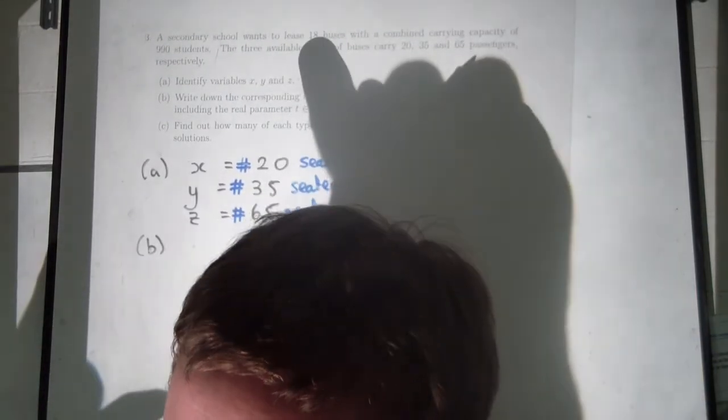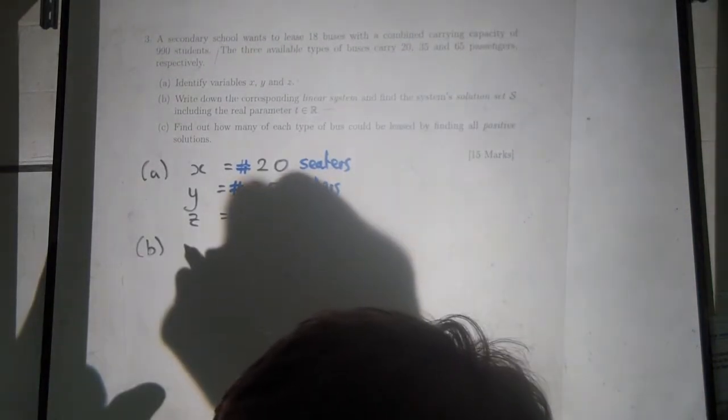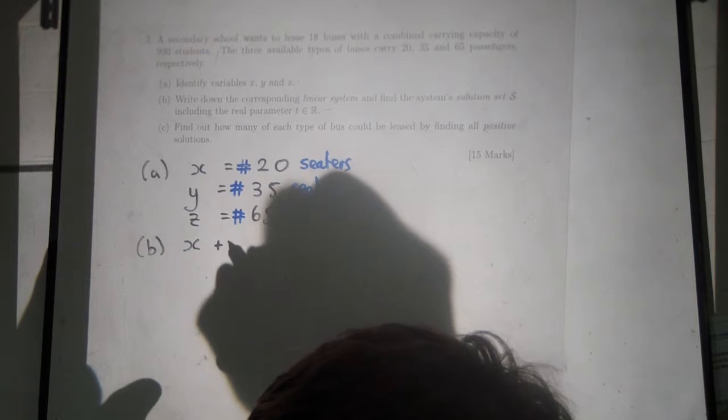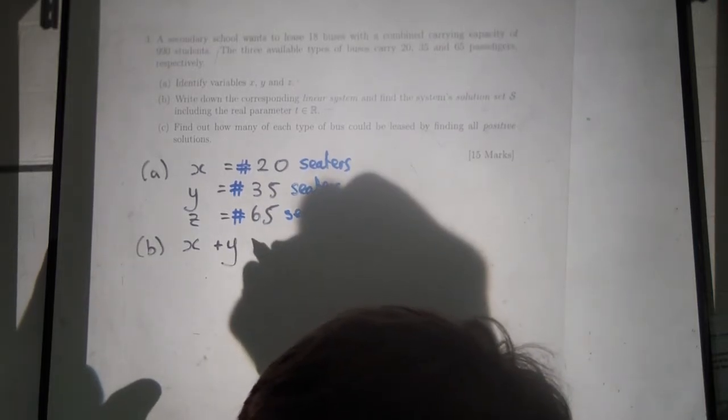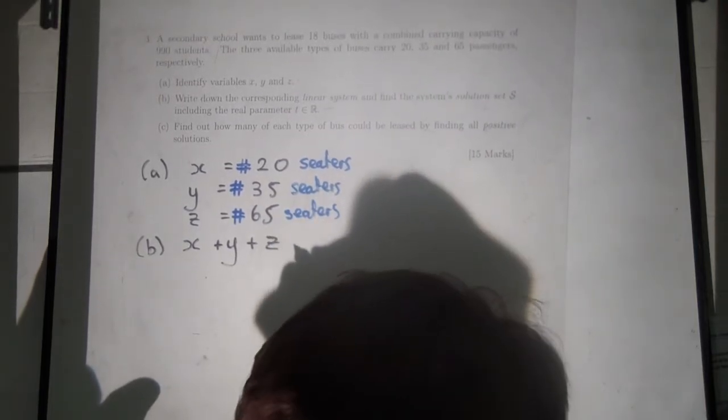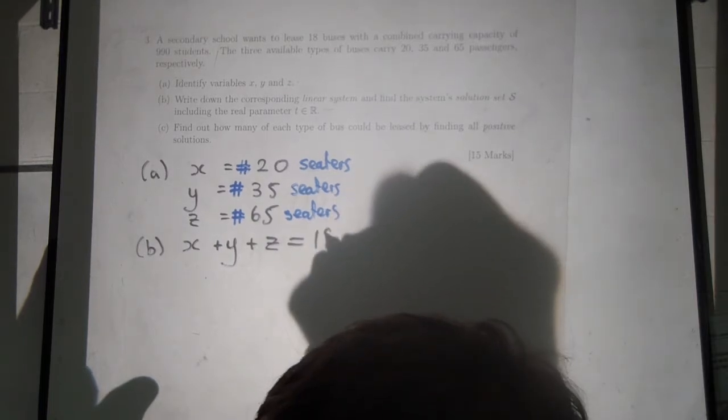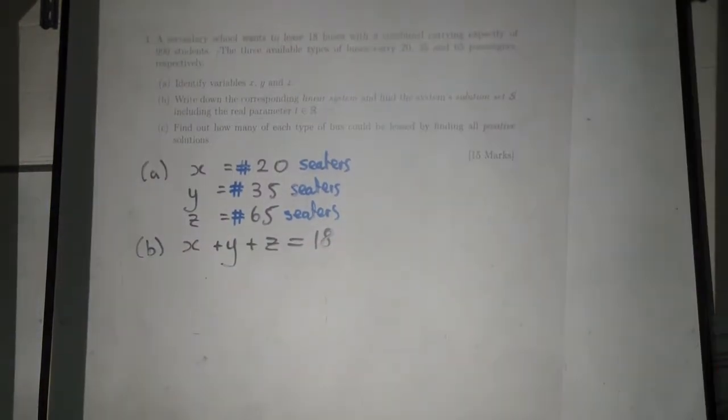So the total number of buses is 18. So the number of 20-seaters plus the number of 35-seaters plus the number of 65-seaters is equal to 18. Now we need to make another equation as well: 20x plus 35y plus 65z equals 990. And what kind of thing is that an equation of?